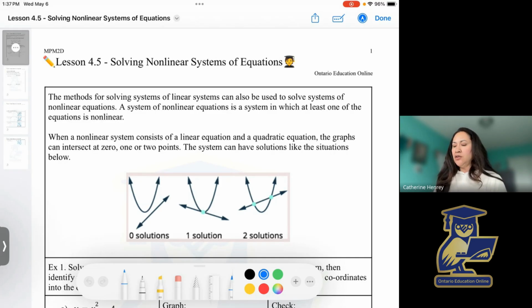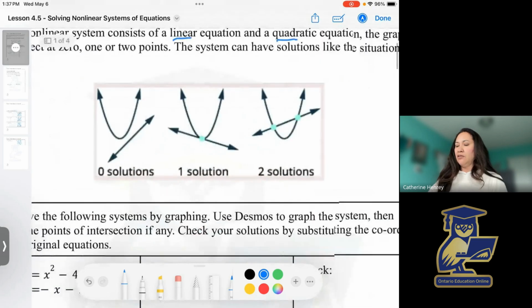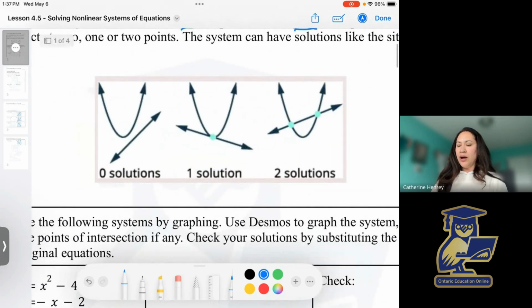When a nonlinear system consists of a linear equation and a quadratic equation, the graphs can intersect at 0, 1, or 2 points. The system can have solutions like the situations below. We can have a quadratic function, which is a parabola, and a linear function, and we can have the situation where they don't cross each other at all, in which case we would have 0 solutions.